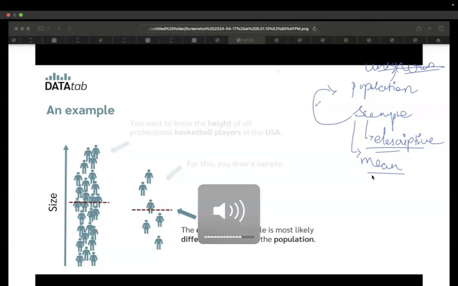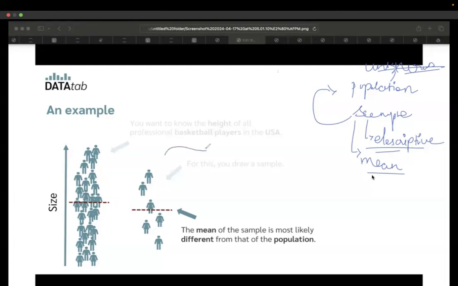Makes sense? Because you know that your population is unknown in nature. How am I going to get the exact value for the population, which is the same for the sample? Not exact, but near to exact we can find. Okay, but the question is now how? Say you want to know the height of all the professional basketball players in the USA. Let's say this is your population. So from this population, you extracted this sample.